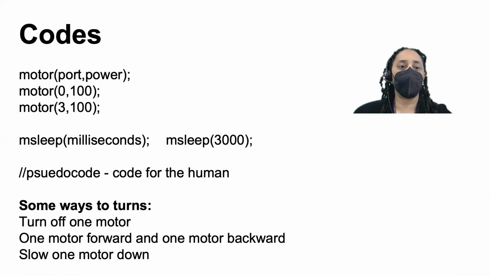All right, class, the codes. So, these are the basic codes that you need in order to have the robot go forward.